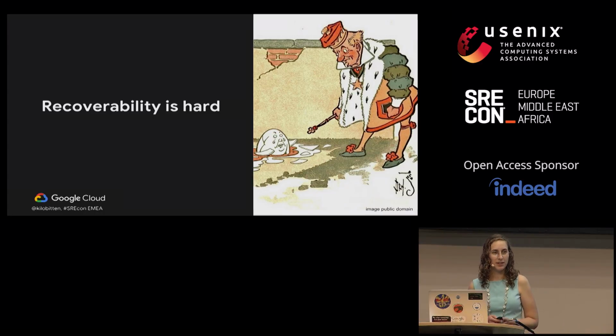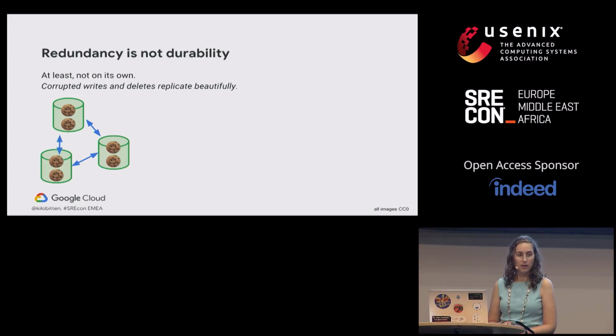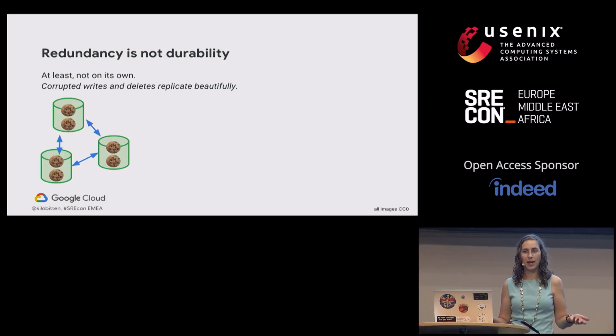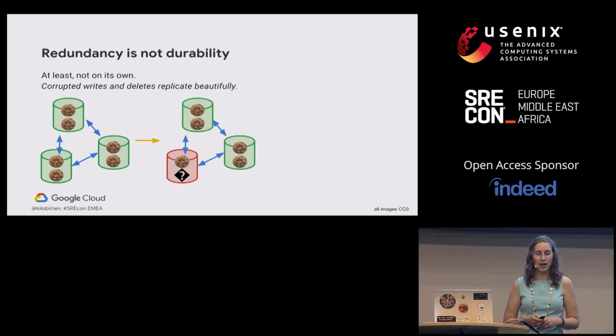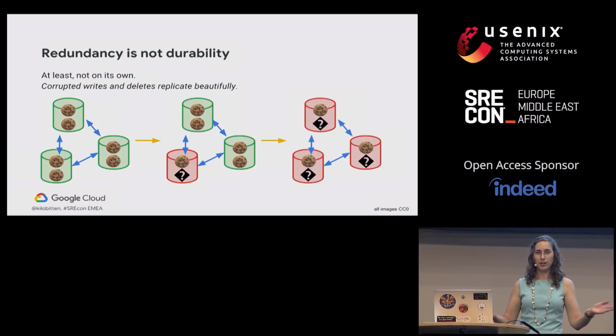And the first thing I need to say about that is that redundancy is not durability, at least not on its own. Redundancy is a very well understood and important part of serving reliably and serving at scale, possibly necessary. But the problem comes when you start to write bad writes into this data. Because corrupted writes and deletes will replicate beautifully. Somebody writes a bad piece of data, and then it very happily propagates out to all your instances, and now what you have is a beautiful copy of bad data.